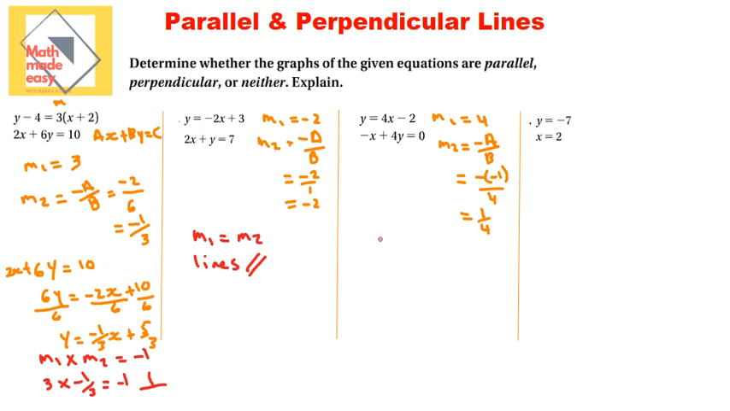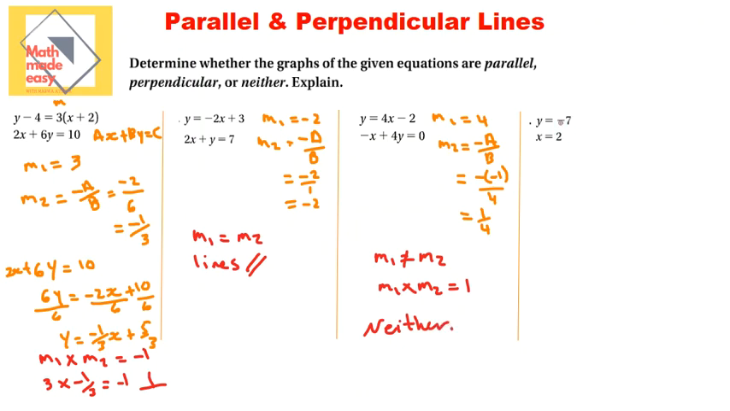Then in this case, I can say without a doubt that these two lines are neither parallel nor perpendicular. They're just two lines that will intersect in a point. So I found that m1 is not equal to m2, and I also found that m1 multiplied by m2 is equal to 1. So they are neither parallel nor perpendicular.